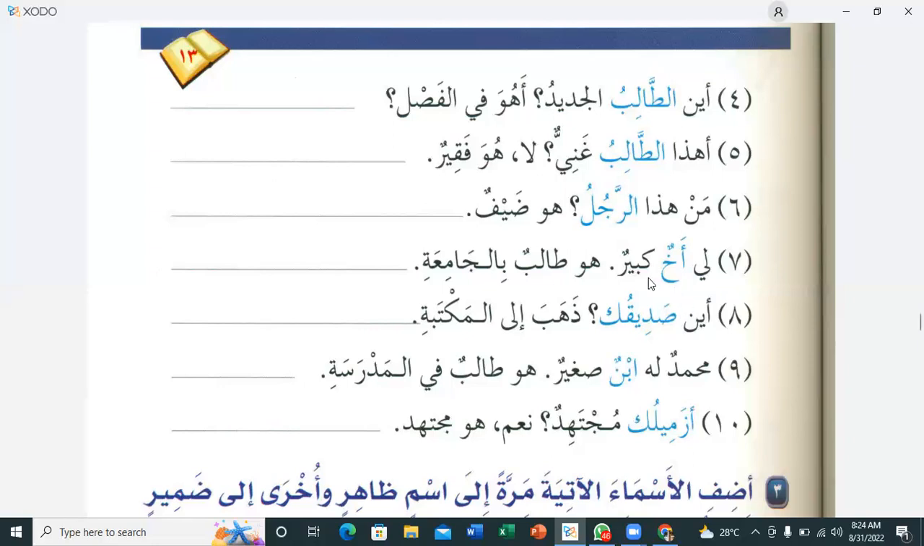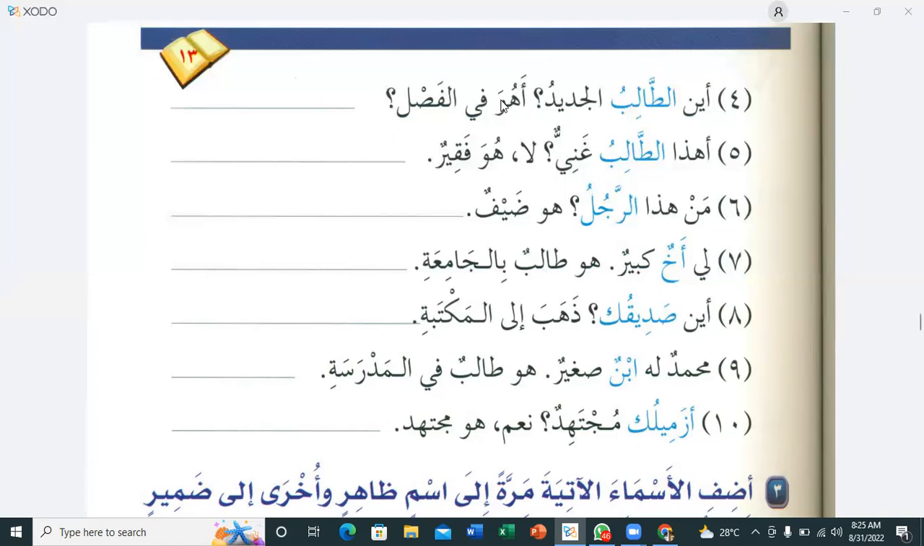And the next sentence is: li akhun kabirun, huwa talibun bil jami'a. I have an elder brother. He is a student in the university. Man, this is hard. The plural of akhun is ikhwatun. Li ikhwatun kibar, hum tullab bil jami'a. Yes, good, mashallah.